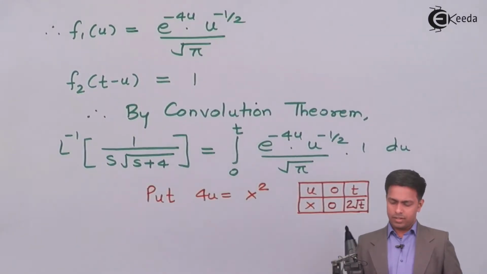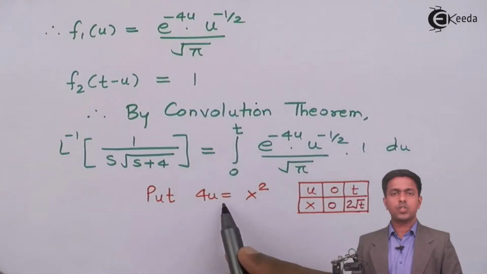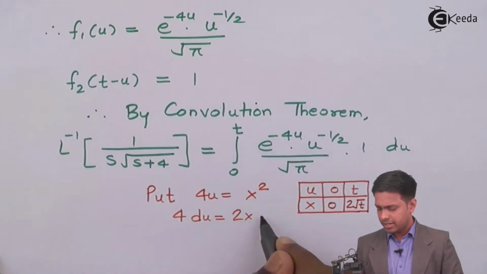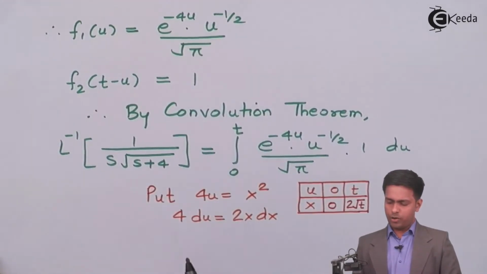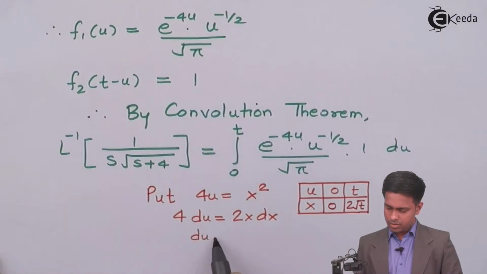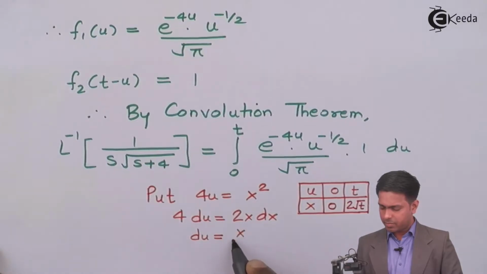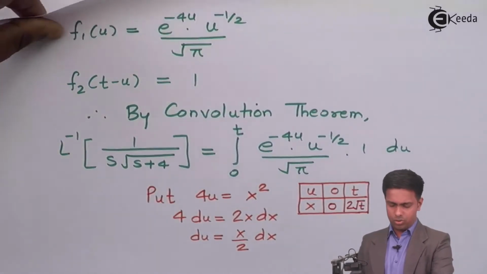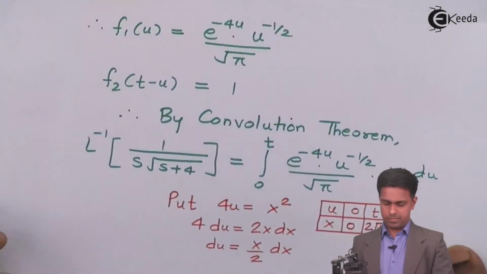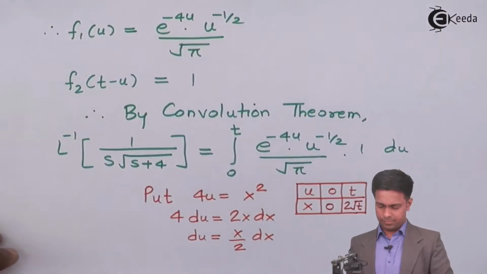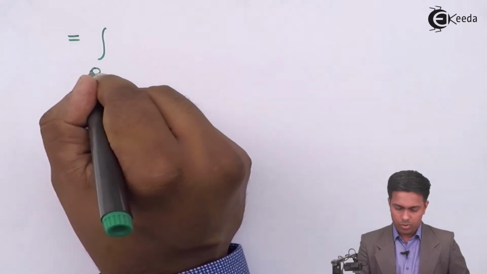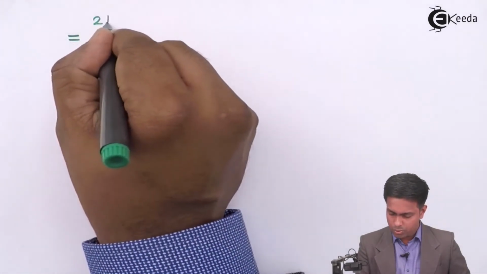Now what we'll do is we'll also find out the value of du. So I'll differentiate this. Here I'll get 4 into du equal to 2x dx. So the value of du is 2x upon 4, that is x by 2 into dx. So let's put this value in the integration. So the integration will become integration 0 to 2 root t.